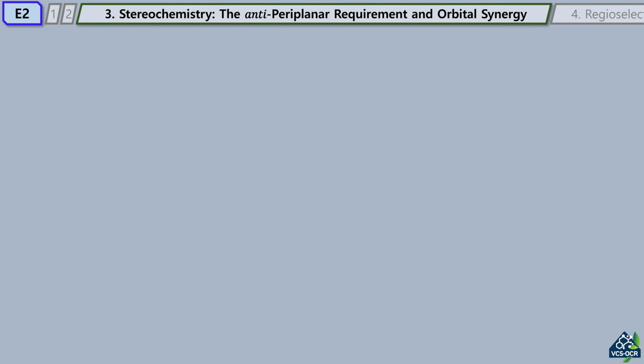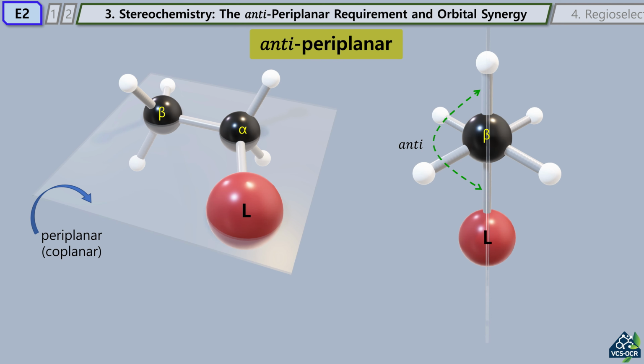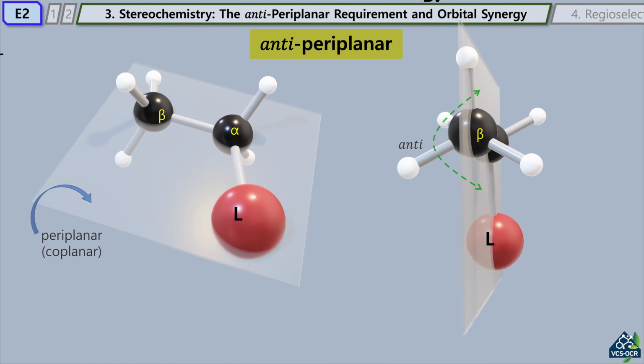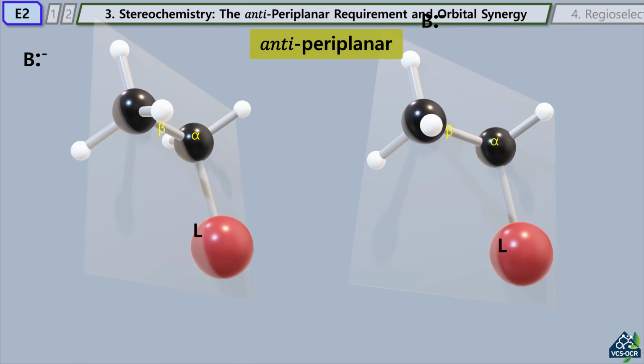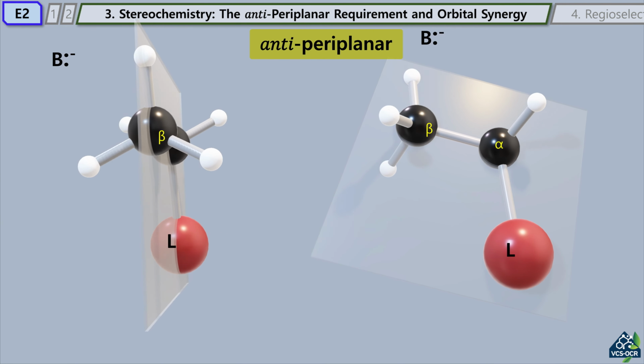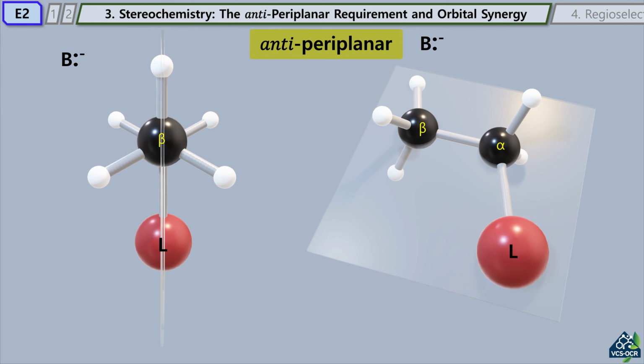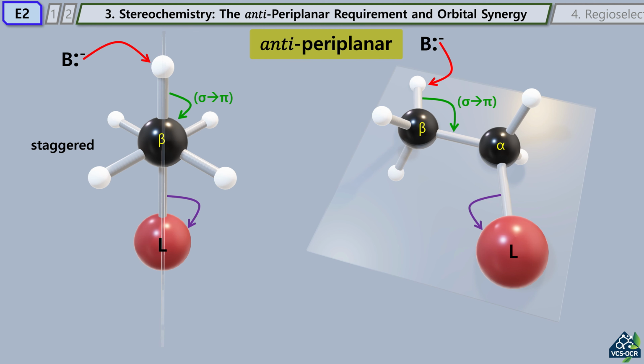Section 3. Stereochemistry, the anti-periplanar requirement and orbital synergy. E2 reactions are not only fast, they are remarkably strict about molecular geometry. For elimination to occur, the beta hydrogen and the leaving group must adopt a precise spatial arrangement known as anti-periplanar. In this conformation, the hydrogen and leaving group are positioned 180 degrees apart in a staggered arrangement. While this geometry minimizes steric strain, the fundamental requirement is efficient orbital alignment during pi bond formation.